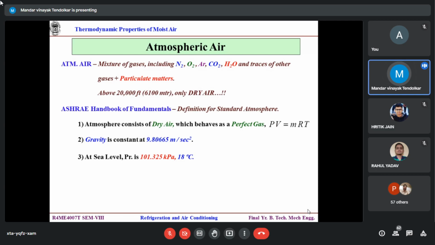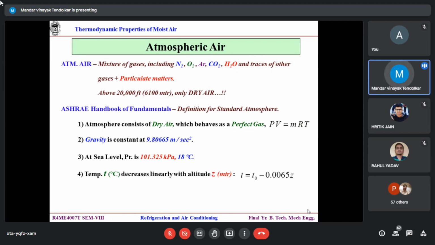Then at sea level, the pressure is 1 atmosphere, but the temperature is 18 degrees Celsius. We generally take it as 27. Correct? So the ASHRAE Handbook standardizes the temperature and pressure at sea level. Atmospheric pressure is 1 atmosphere at sea level, but atmospheric temperature is 18. It's not 27.